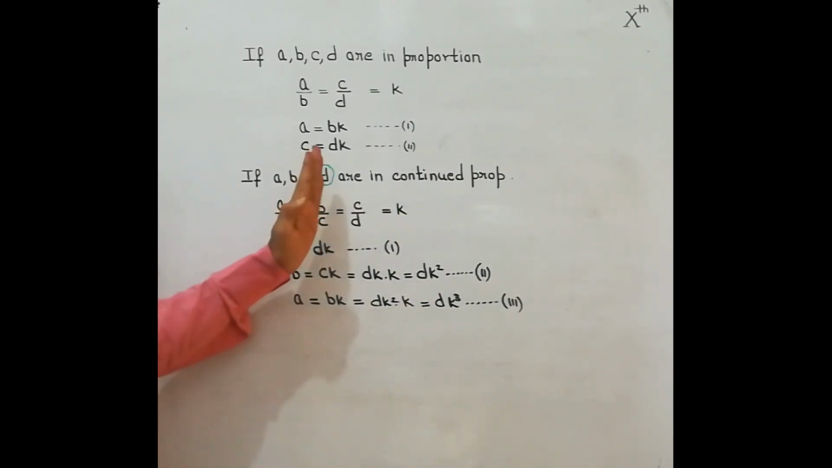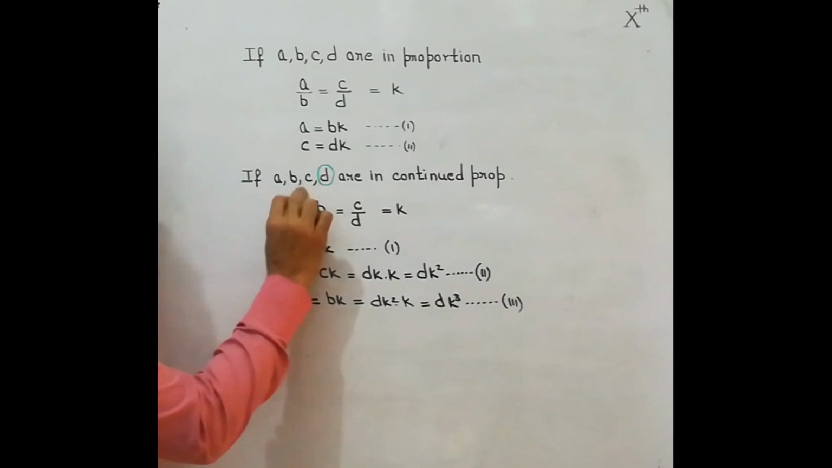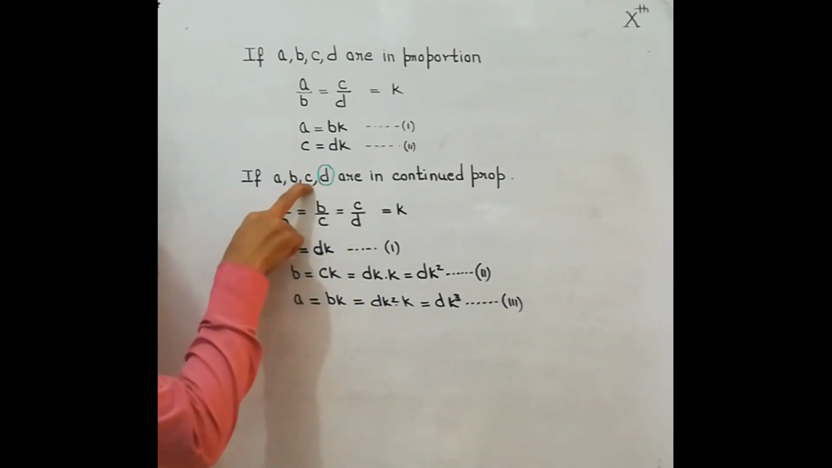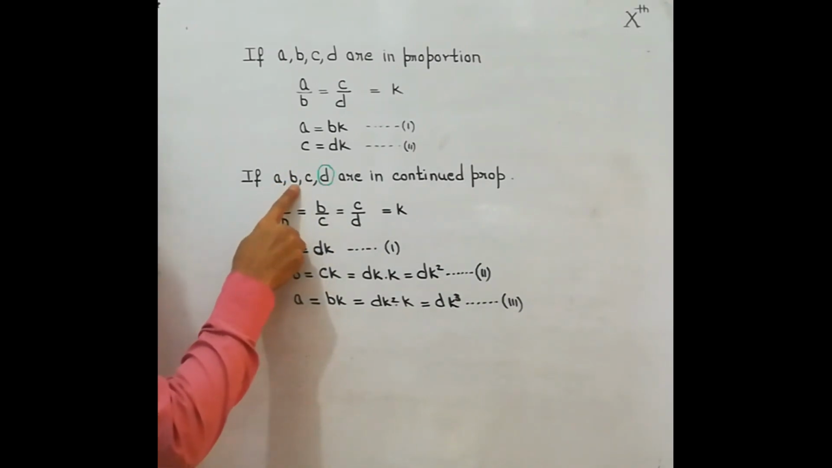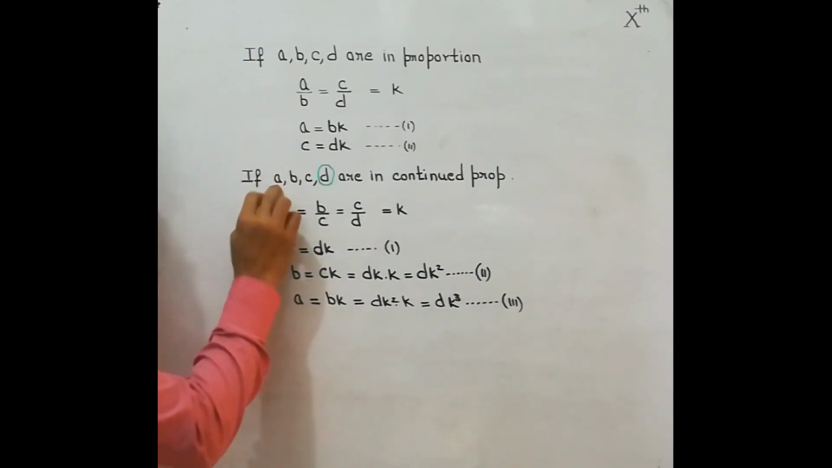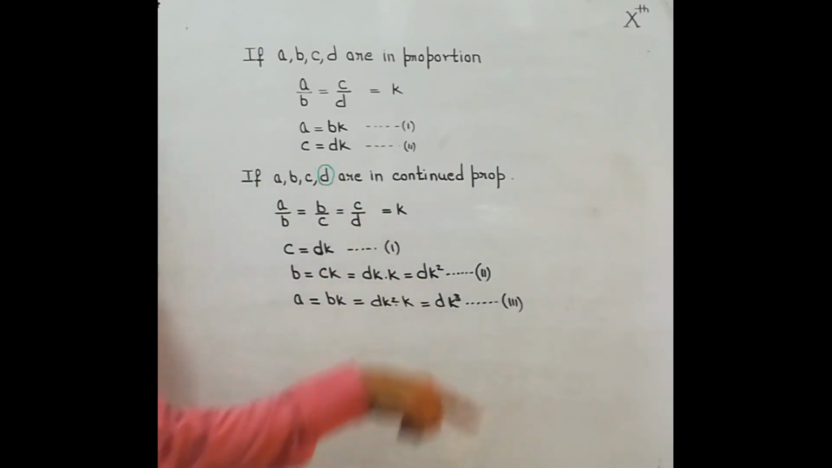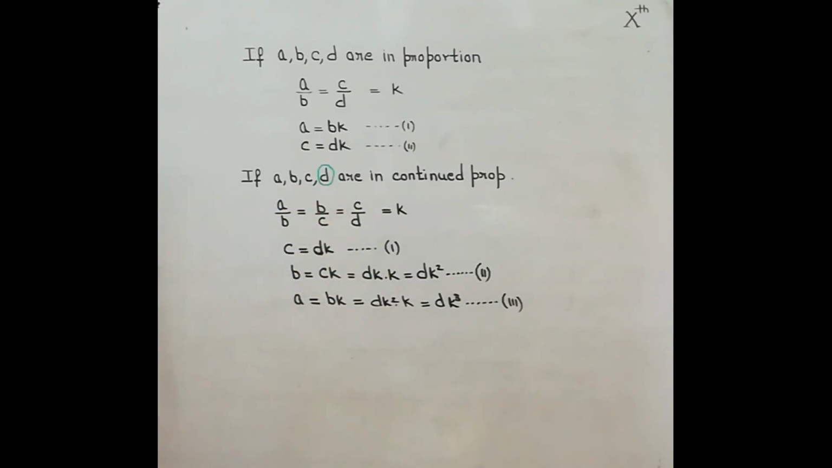Now remember, as we go in the backward direction, the power of K will increase. Now this is one place back, so C will be dk. Now B is two places back, so B will be dk square. A is 1, 2, 3 places back, so it will be D into K cube. You just see how I have worked it out.